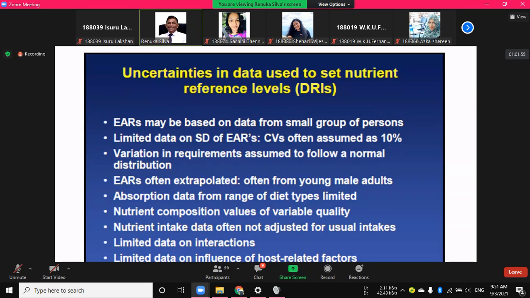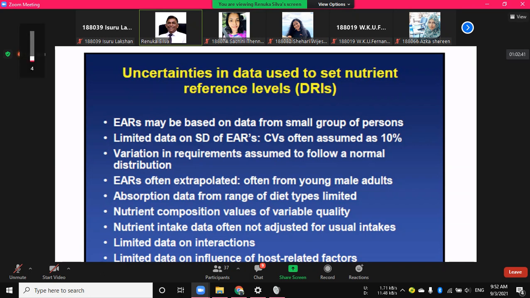You know what a skewed distribution is. So then the standard deviations and the values can change. Some scientists said EAR is often extrapolated. For example, we have EAR values for young male adults because most of the dietary assessments were done using young male adults, and that is extrapolated, and the same value is used for females or for children, which is wrong.